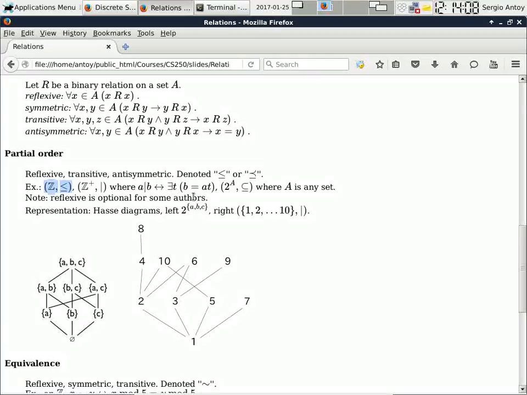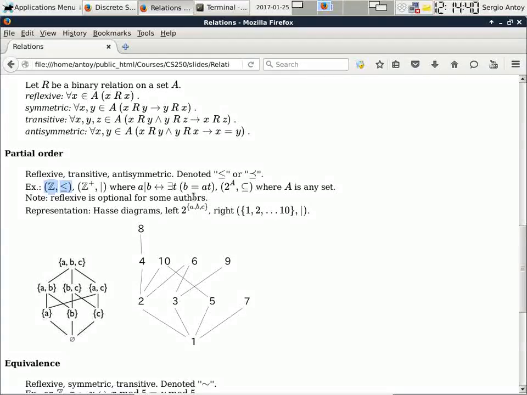If you want to write all of them, and you want to make sure you don't lose any, how many elements will there be? 8. Very good. Is everyone happy with 8, or do you want to know how 8 comes about? There are 3 elements in the set, so there are 2 to the third elements in the power set. Alright, and so now we compare these elements with this operation, inclusion.